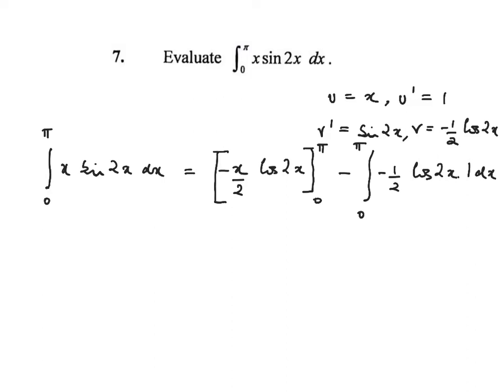So what I'm going to do, I can evaluate the square bracket. Subbing in pi, we get minus pi by 2 cos of 2 pi, minus 0.